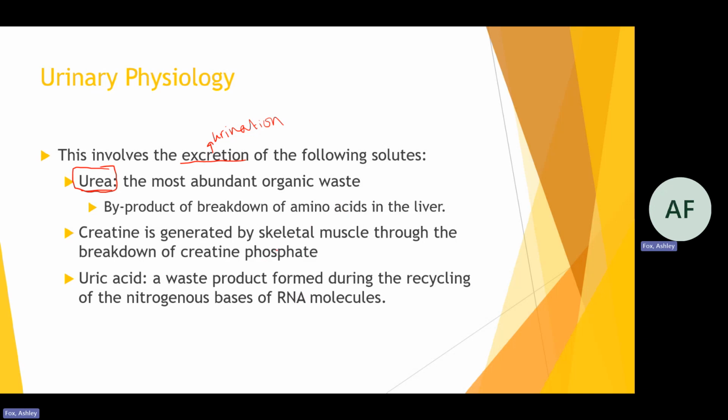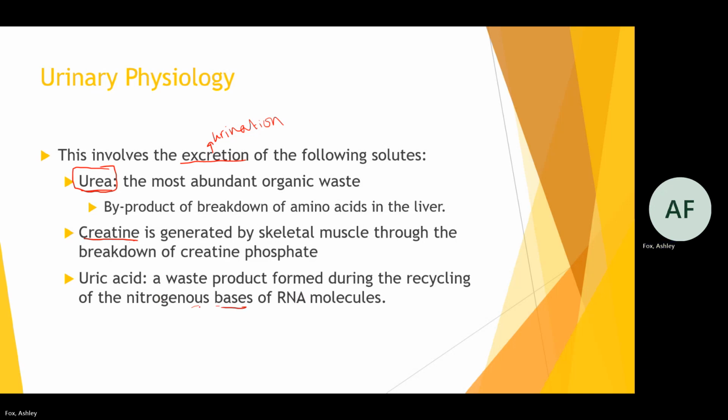Creatinine is going to be from skeletal muscle. If we're breaking down creatine phosphate, remember, that energy molecule, we can use it for contraction, converting it to ATP to use for energy. So sometimes when we're doing that, we're breaking down and causing creatinine. So that is another waste product that we'll get rid of. And uric acid is going to be another one.